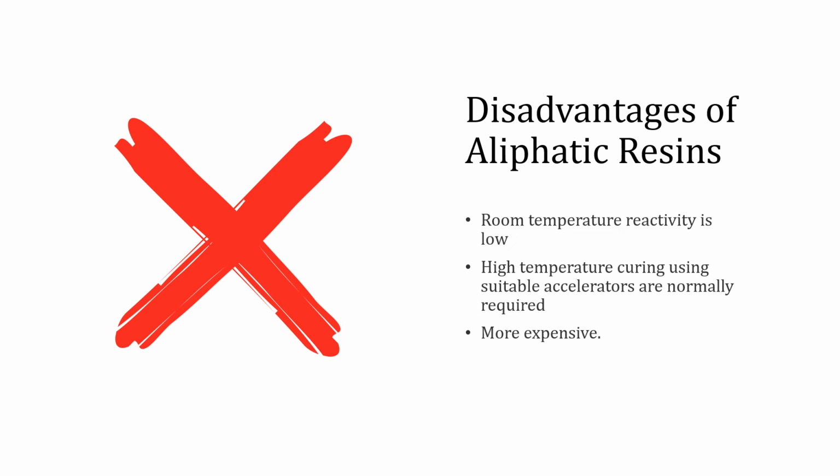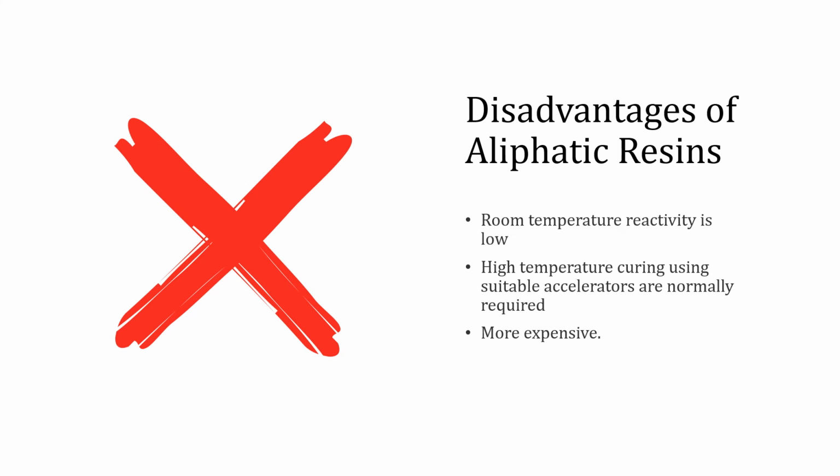There are two major disadvantages associated with these cycloaliphatic epoxies. First of all, as has been mentioned, their room temperature reactivity is low. Actually, cycloaliphatic epoxies can be cured with polyfunctional amines, acid anhydrides, phenols, alcohols, and thiols. However, aliphatic epoxy resins polymerize very slowly at room temperature, so higher temperatures and suitable accelerators are usually required.